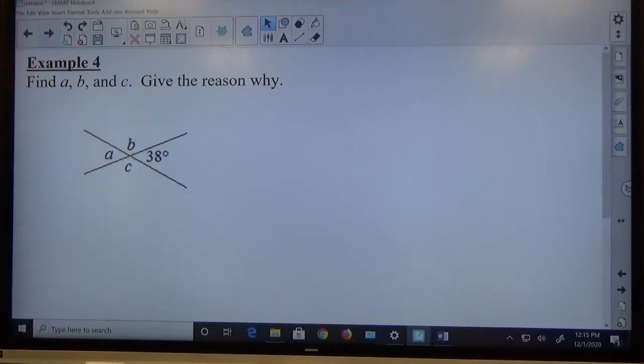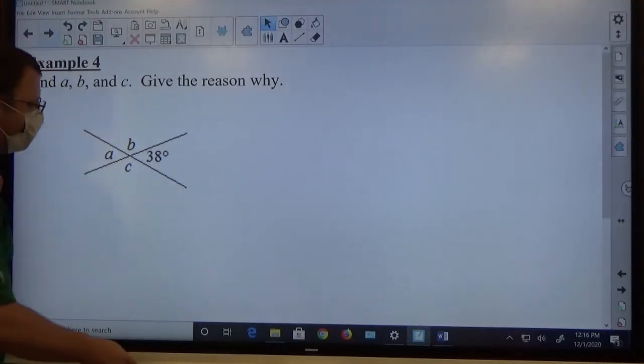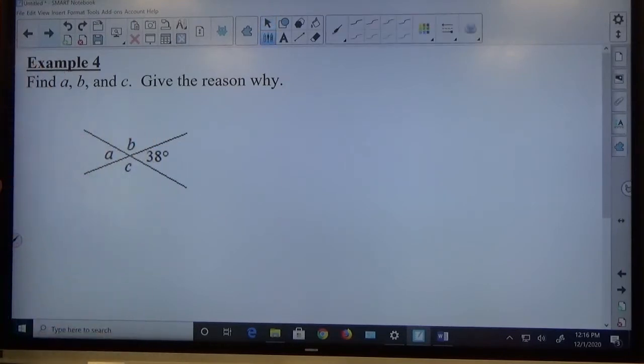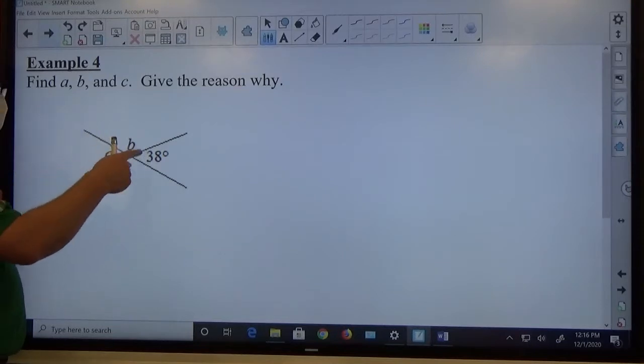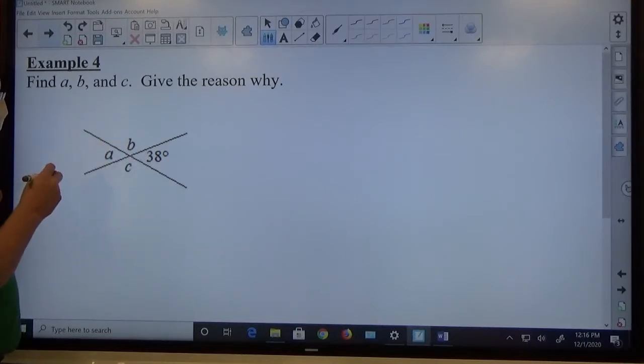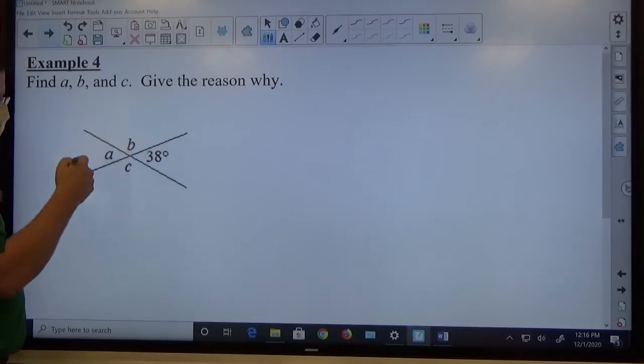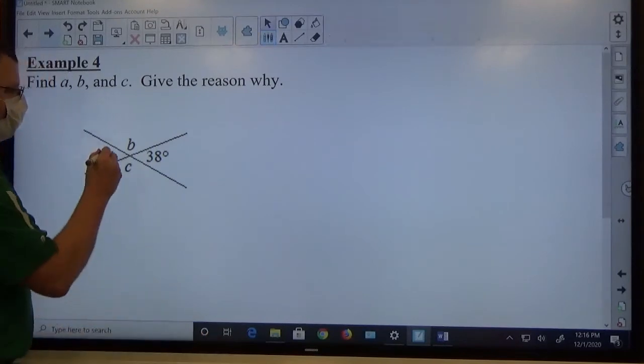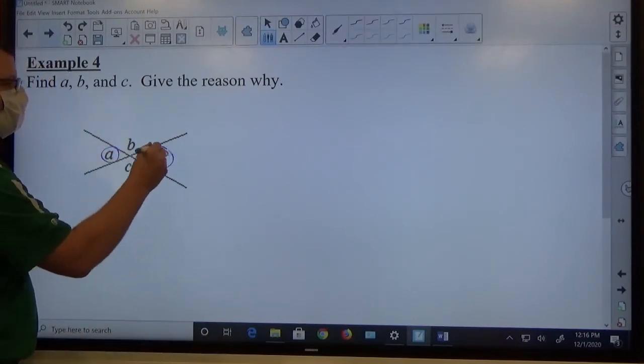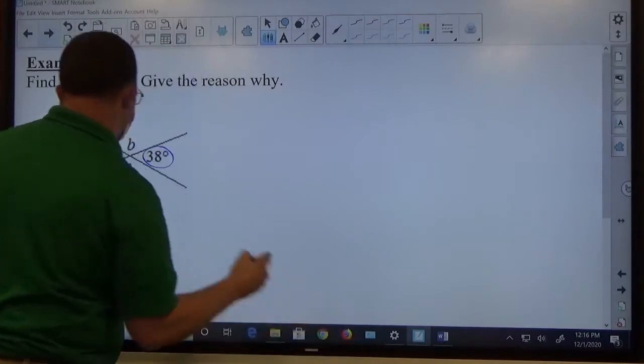Our final problem says to find A, B, and C and give reasons why. All right, so what we're looking at here is two intersecting line segments. And when line segments intersect, they create four angles. Okay, and the angles across each other. So specifically, I'm talking about angle A and this 38-degree angle, and angle B and angle C.